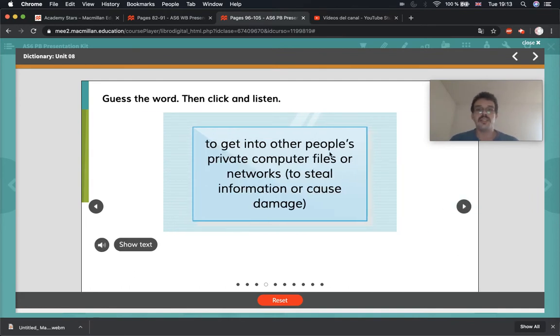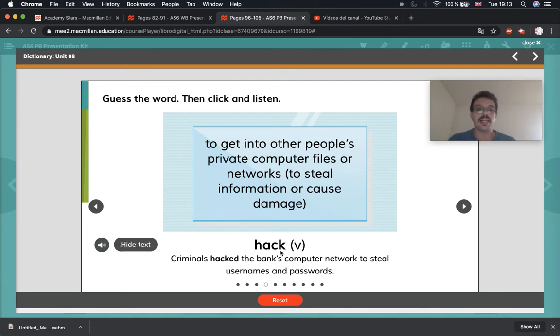To get into other people's computer files or networks. Okay. So, for example, if you're on the computer and you enter into another person's computer, what is this action? Cuando en el ordenador vas dentro del ordenador de otra persona para robar cosas. Okay, what is the word? We use this in Spanish too, hack. Criminals hacked the bank's computer network to steal usernames and passwords.